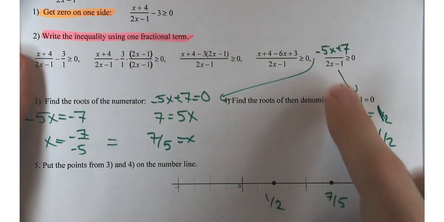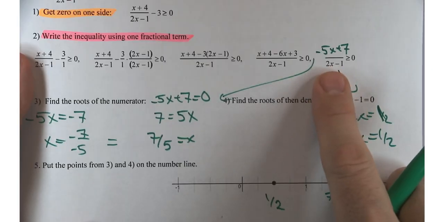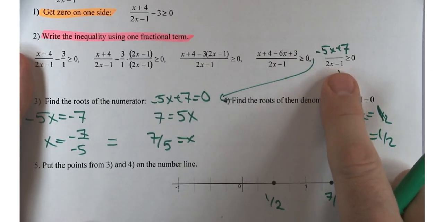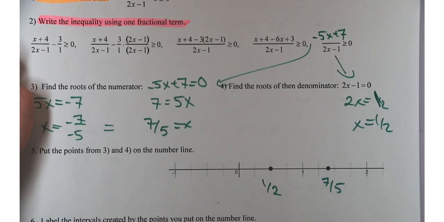Yeah. If you put in 1/2, you're going to get 2 times 1/2 is 1, 1 minus 1 is 0. You'd be dividing by 0. You can't use the 1/2. So 1/2 is not part of our solution, period. So when you're setting up your intervals, let's take account of that.